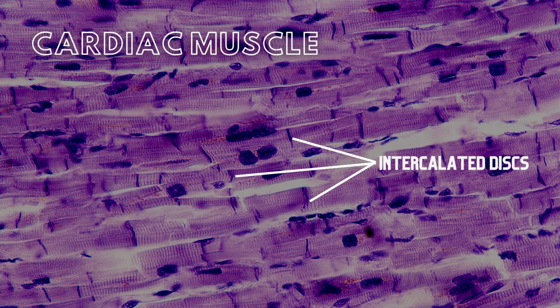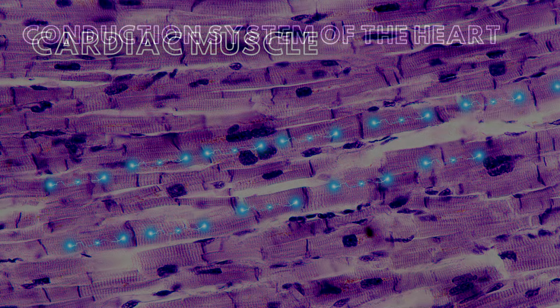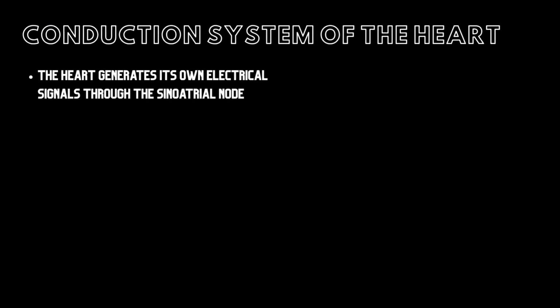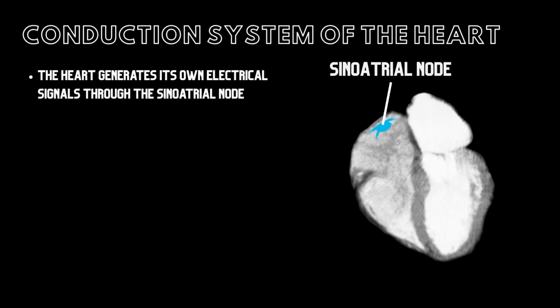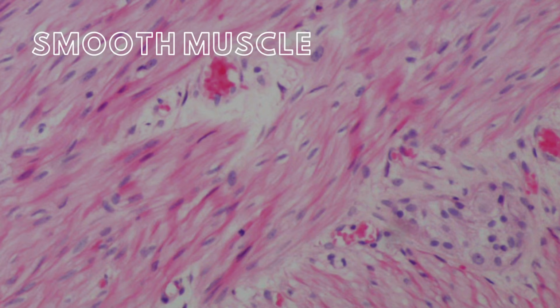These specialized junctions connect cardiac muscle cells and allow electrical signals to pass rapidly from cell to cell, so the entire heart contracts as one. One important note is that these electrical signals are not from the nervous system. Instead, the heart generates its own signals through the sinoatrial node, a small cluster of self-exciting cells that acts as the heart's natural pacemaker. Think of the conduction system of the heart as one closed electrical loop, and think of the intercalated discs as power strips, making sure everything is turned on and off at the same time and everything is working in unison.